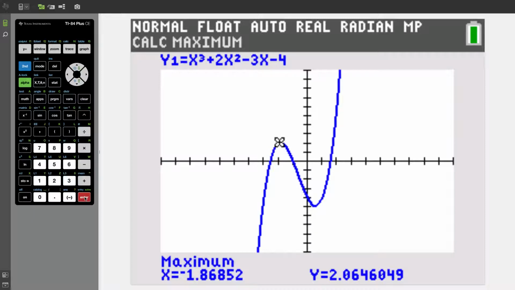So make sure on your calculators you can get a maximum of negative 1.87, 2.06. Oh, 2.06, thank you. No, the first one was where it said 2.06? Okay, now, if you get that maximum, go find your minimum.